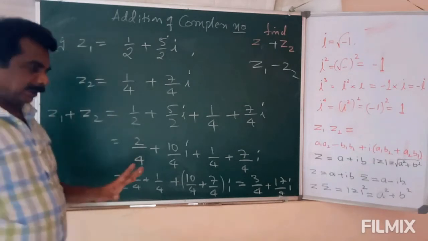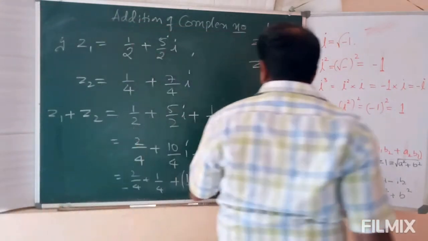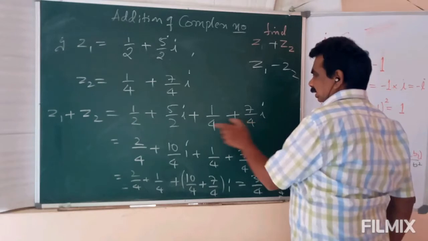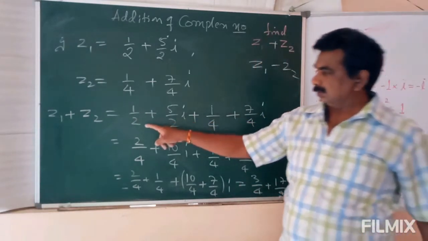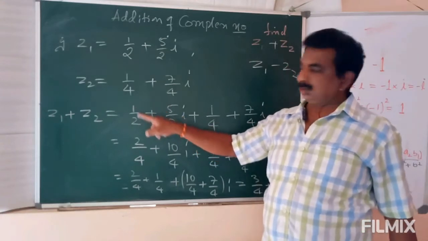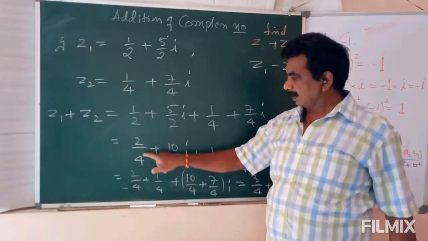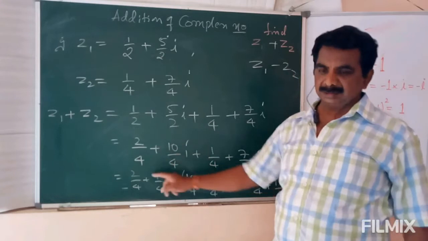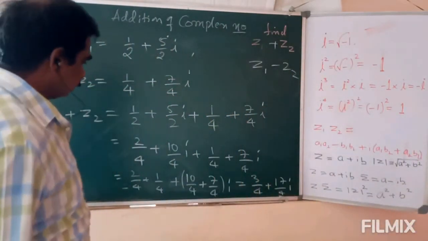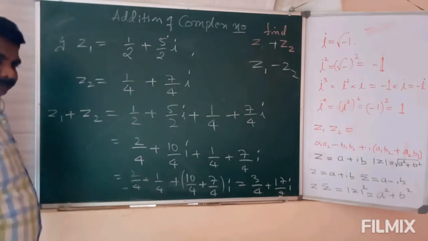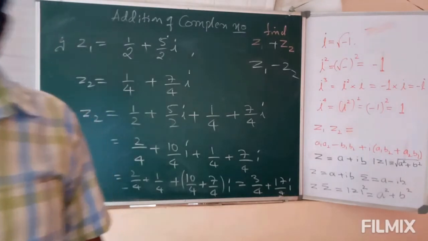Whatever the operations, you have to make the denominators the same. For the highest denominator, what is there? 4. What is there? 2. Multiply the numerator by 2, that is 2 by 4, because it is equal. Take the LCM, no problem. Write it.